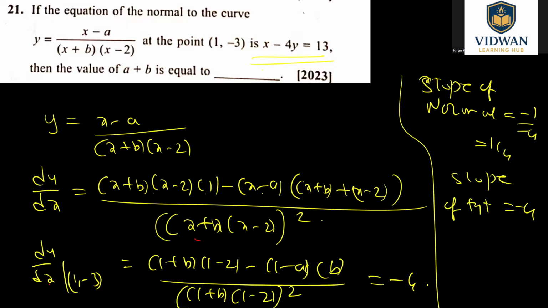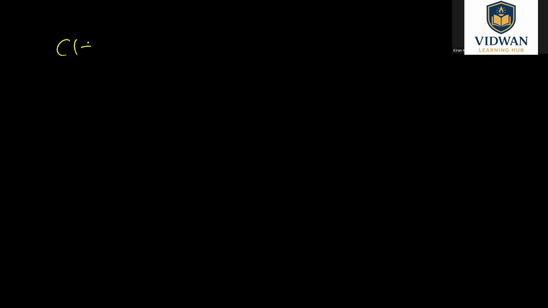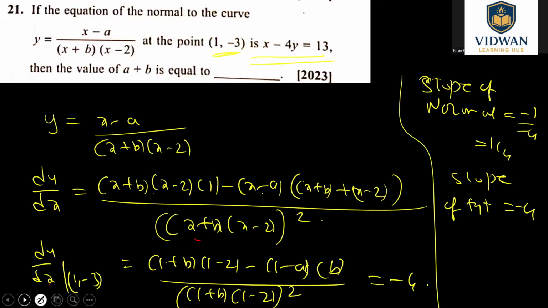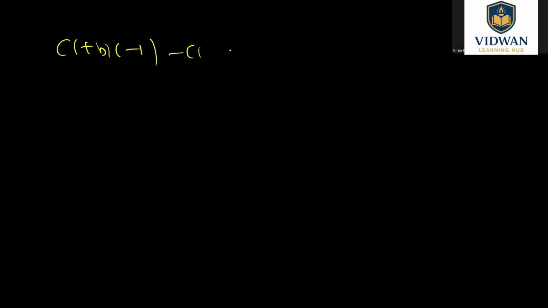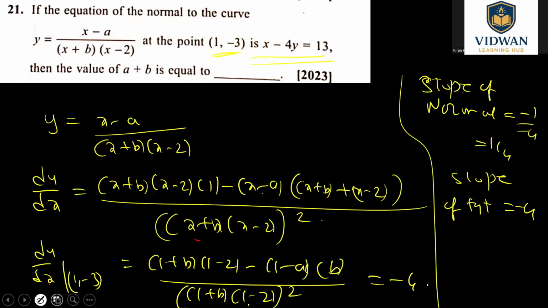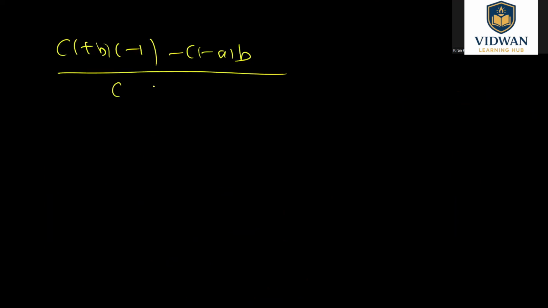So you are finding normal at this point, means this point is also on the curve. So you can substitute that in the curve. So we have a condition: 1 plus b into minus 1. First, let me finish this. 1 plus b into minus 1, this part, minus 1 minus a into b, divided by 1 plus b into 1 minus 2 is anyway minus 1. So 1 plus b whole square equal to minus 4. So this will give you one equation in a and b.